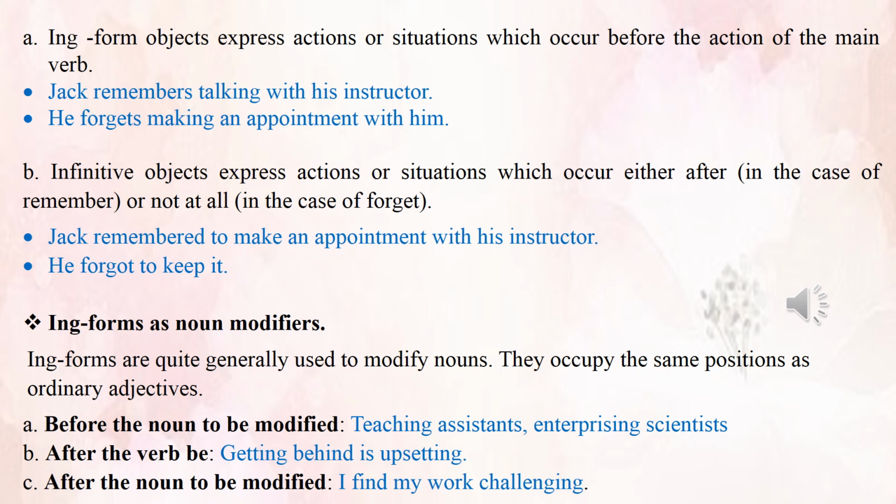-ing forms as noun modifiers. -ing forms are quite generally used to modify nouns. They occupy the same positions as ordinary adjectives. A. Before the noun to be modified: teaching assistant, enterprising scientist. B. After the verb be: Getting behind is upsetting. C. After the noun to be modified: I find my work challenging.